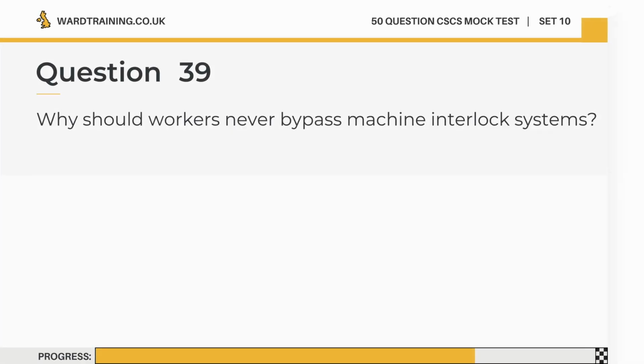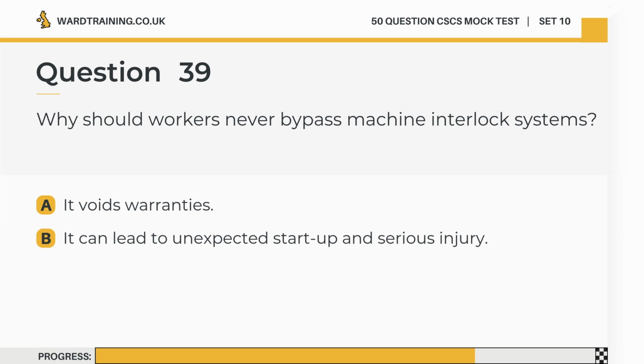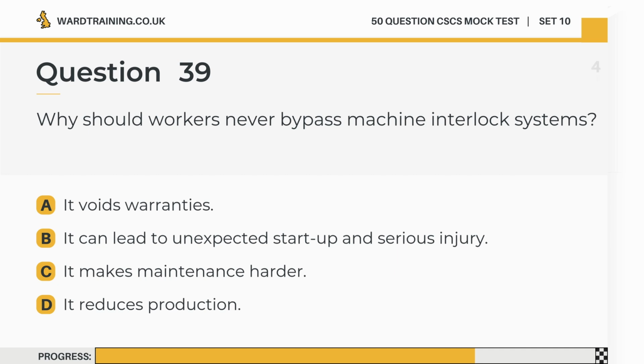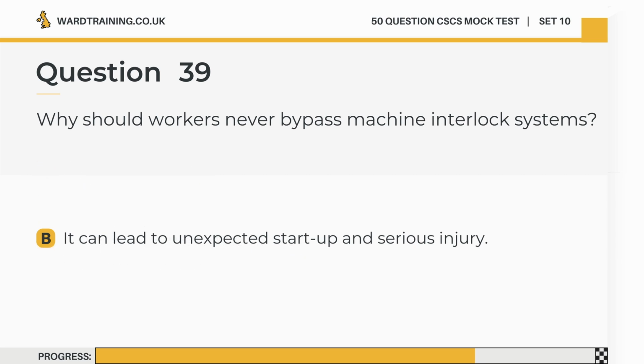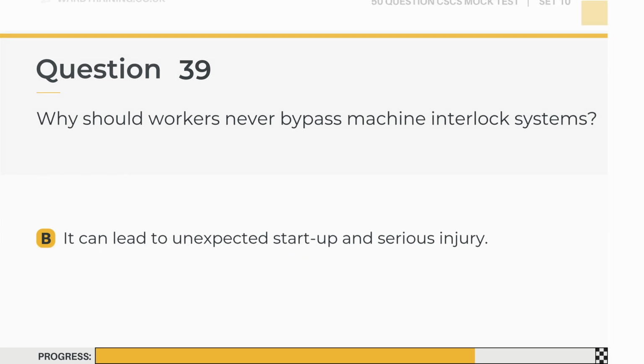Question 39. Why should workers never bypass machine interlock systems? A. It voids warranties. B. It can lead to unexpected startup and serious injury. C. It makes maintenance harder. D. It reduces production. The correct answer is B. It can lead to unexpected startup and serious injury.